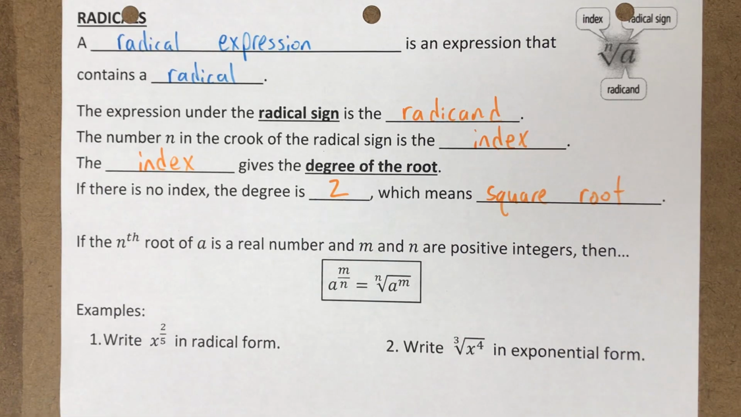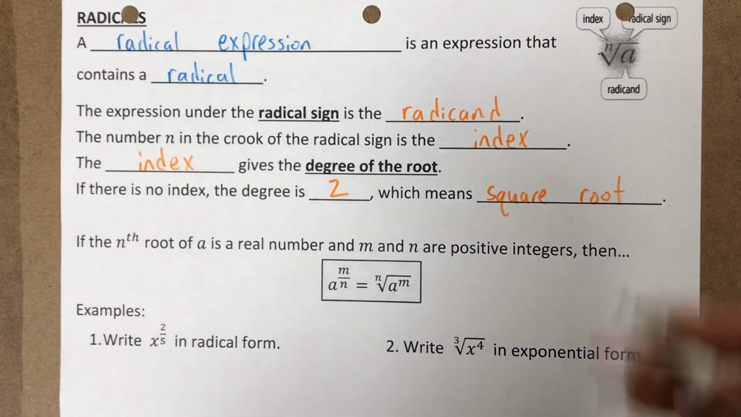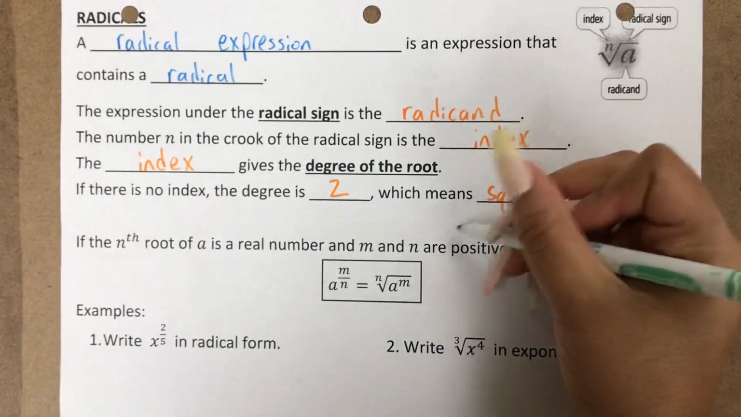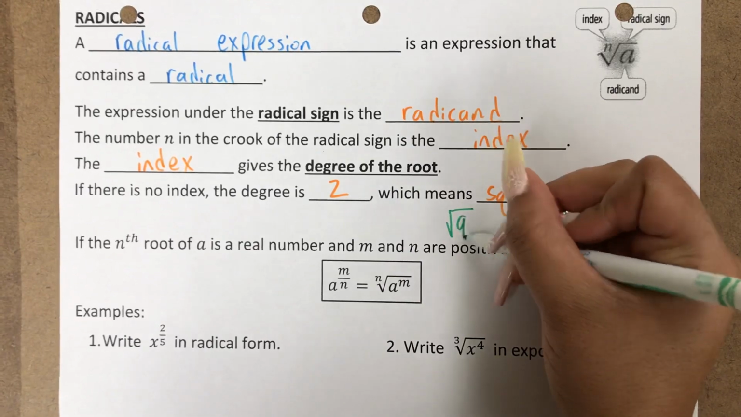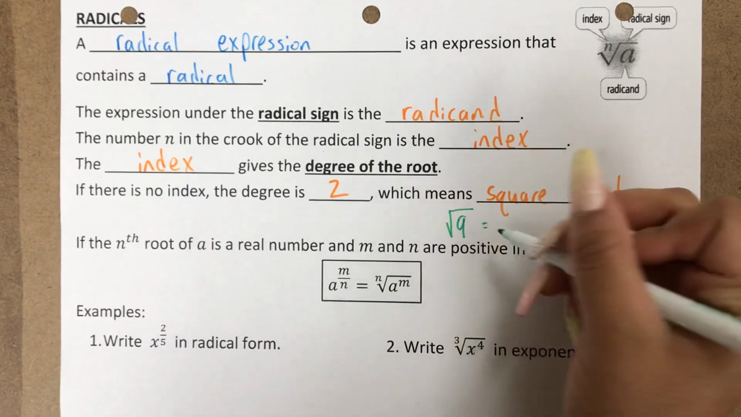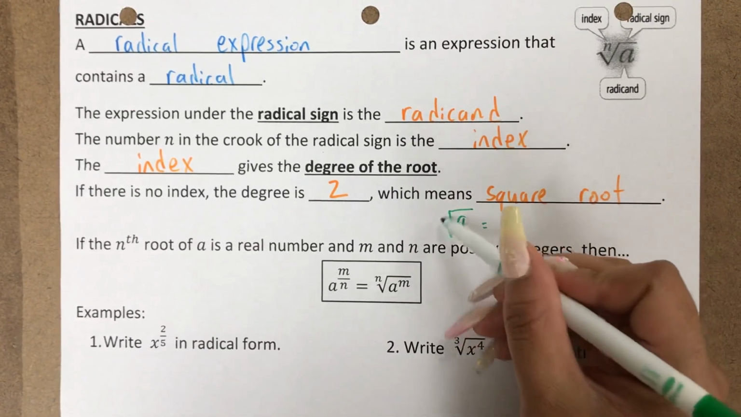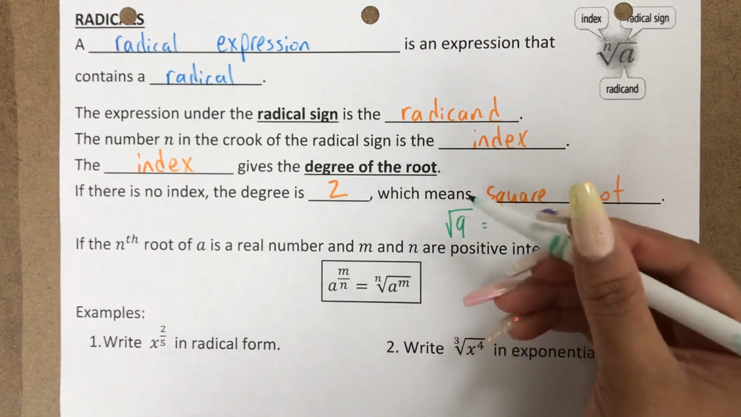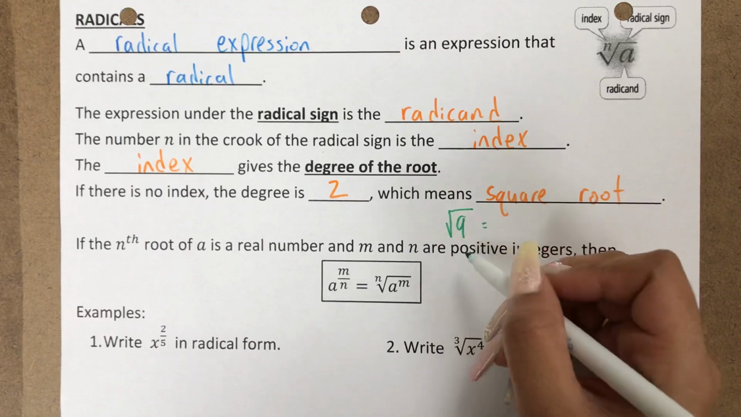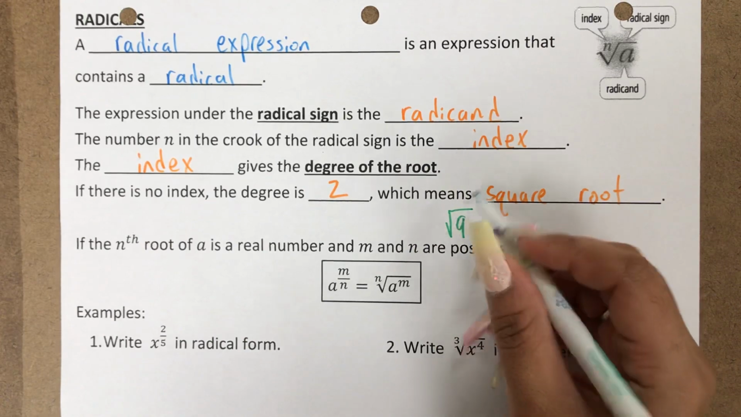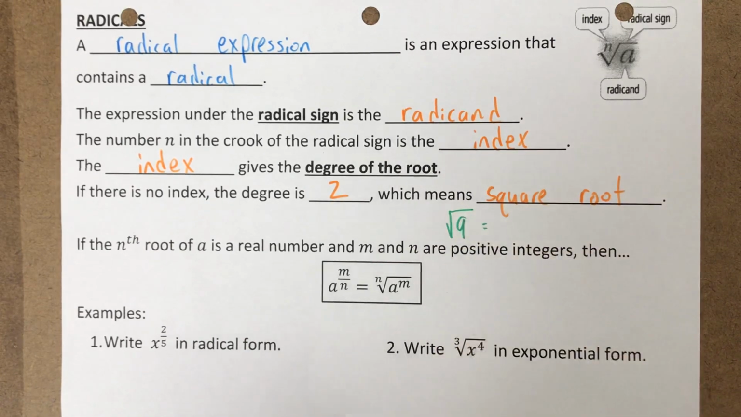So I know you guys are used to square roots. So if I have, for example, the square root of 9, if there's no number there, it means it's a square root. We don't write a number there because it's assumed that if there's no number, the index is 2.